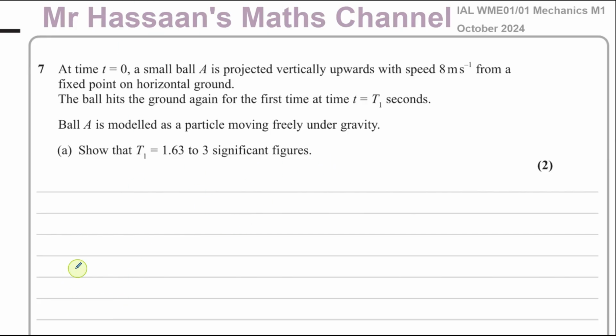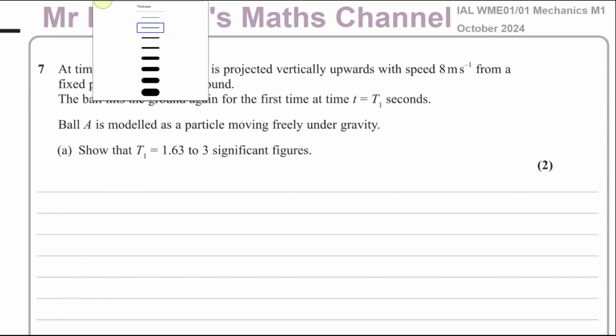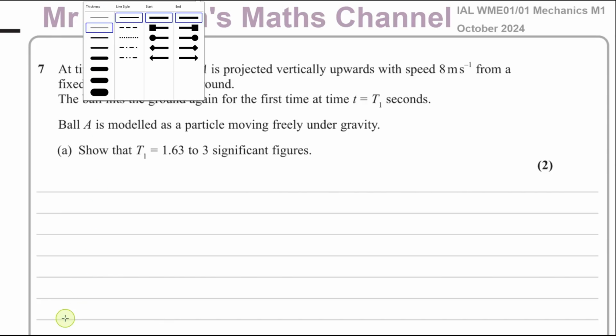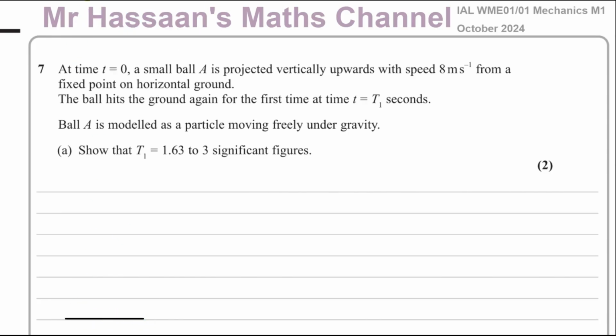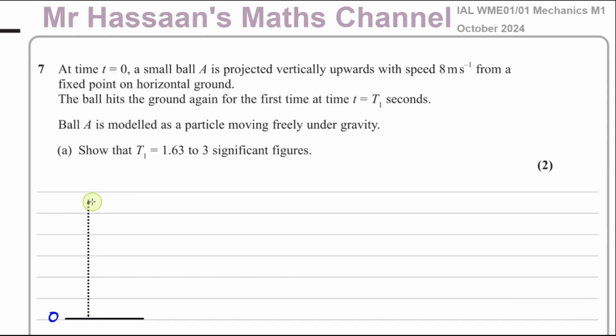So you have horizontal ground here. Let's call that level O. So the ball is projected upwards. It reaches its maximum height vertically, and then it comes down. It's projected vertically upwards, it comes down, and then it hits the ground again.